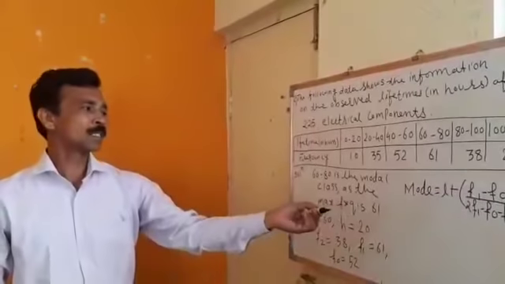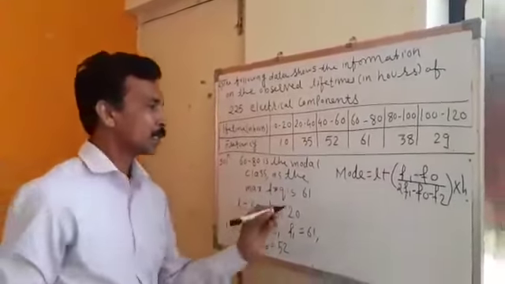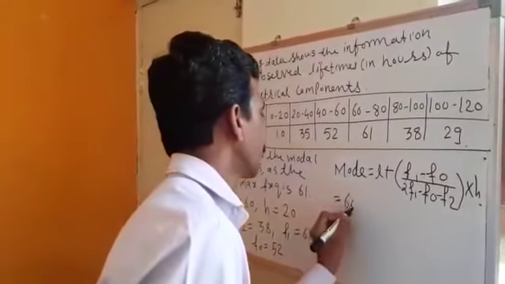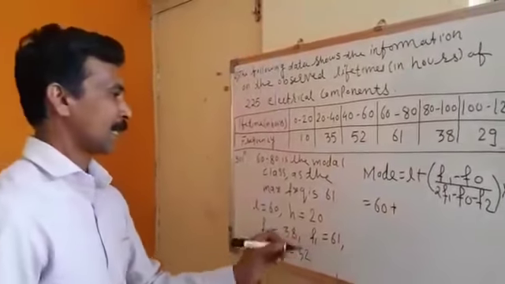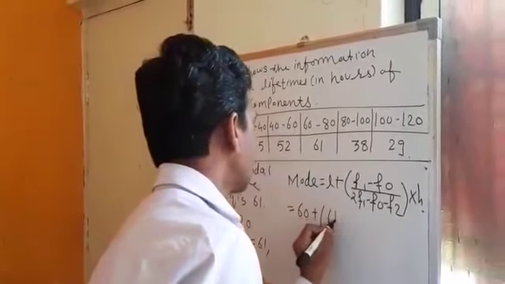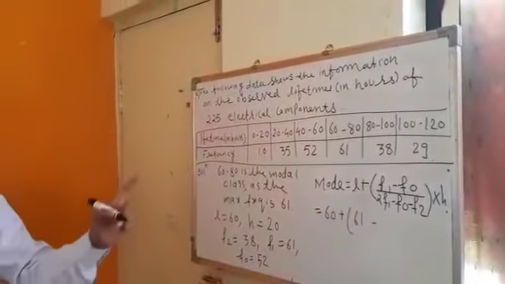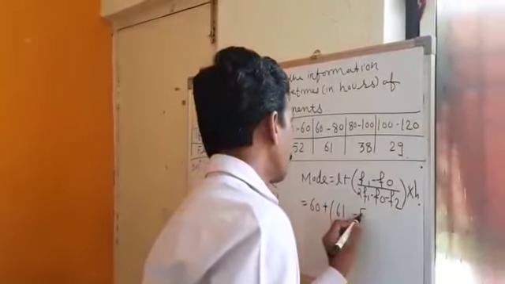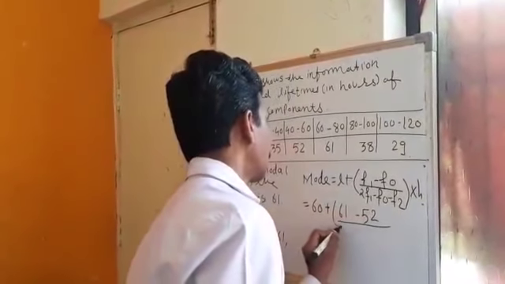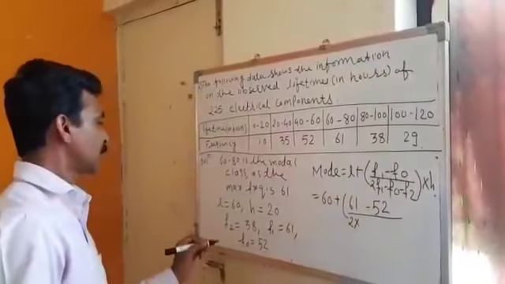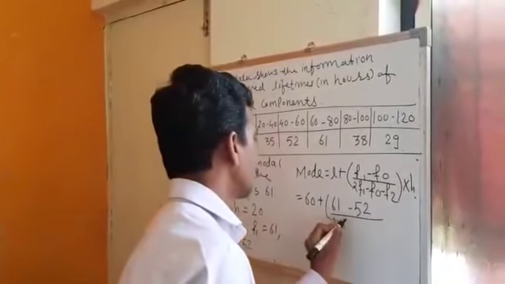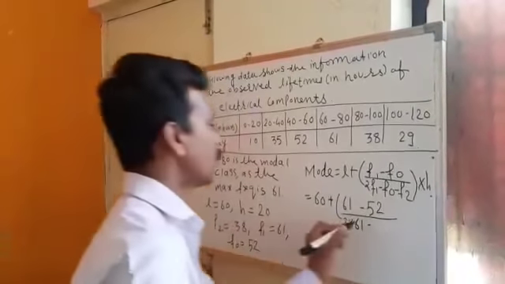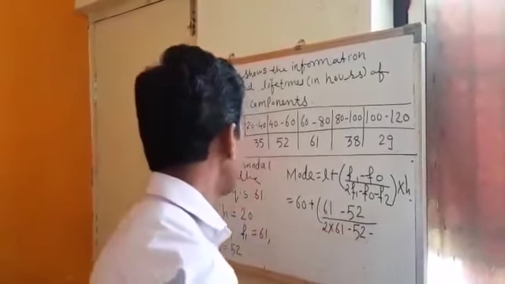Now I place the values. L is 60 plus F1. We can see here it is 61 minus F2. Sorry, it is F0, is equal to 52, upon 2 into F1, means 2 into 61, minus F0, 52, minus F2.